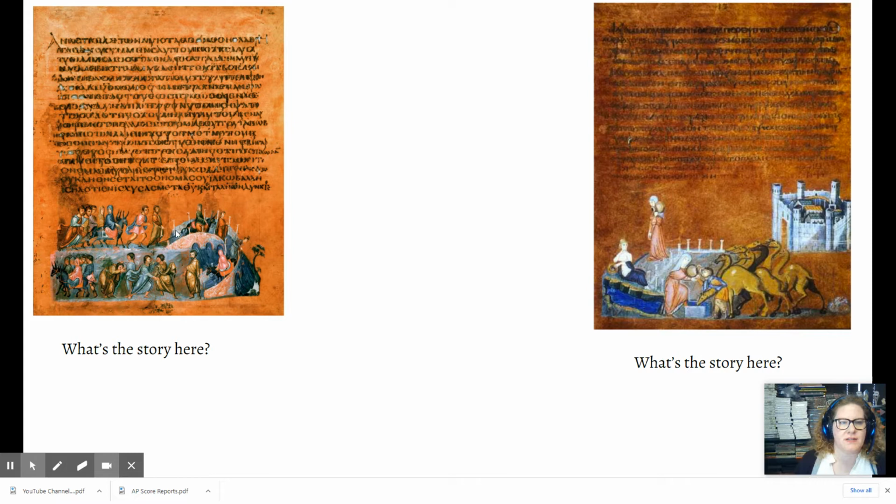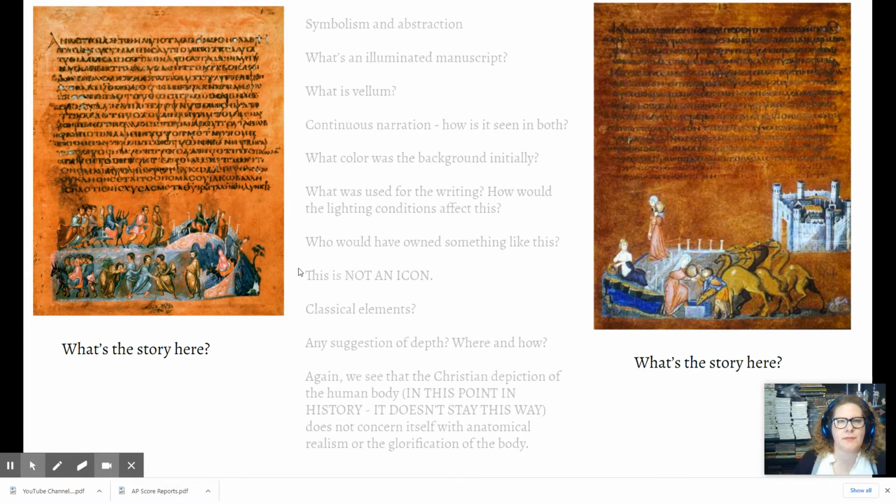Well, they both have these classical elements in common. We see colonnades in both, right? Rebecca and Eliezer at the well also has this Roman-looking fountain. So they do have some classical elements in common that we want to keep in mind.